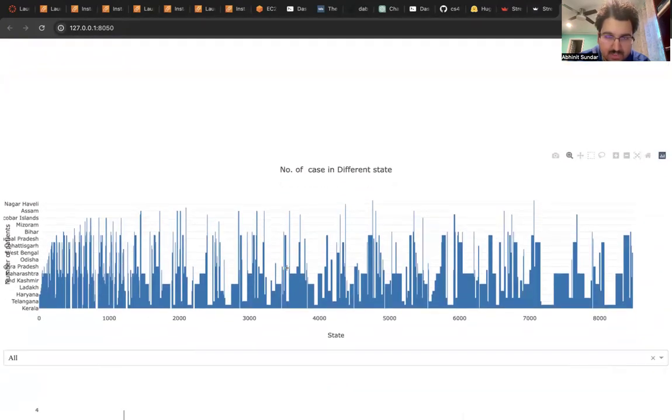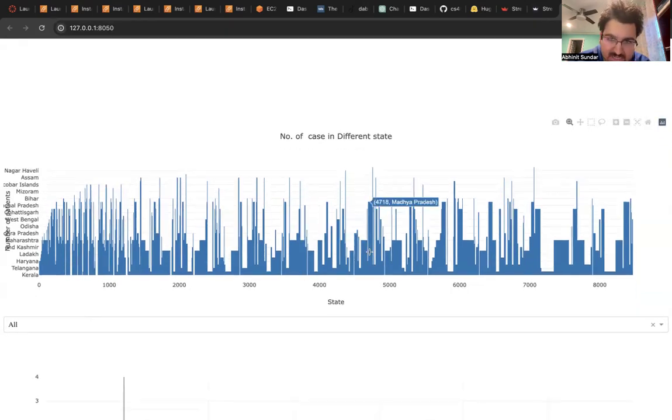Also, in my COVID-19 app, I have created the number of cases in different states, along with the states and the number of patients. So the states Kerala, Telangana, Haryana, Ladakh, Kashmir, all of those versus Assam, Mizoram, Bihar, it's actually found that the maximum number of COVID-19 cases occurred in Bihar, Tamil Nadu, and Uttar Pradesh, as you can see based on this line chart above.